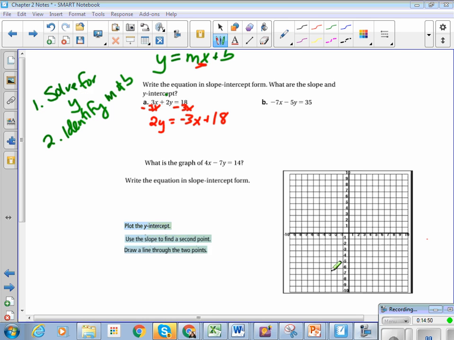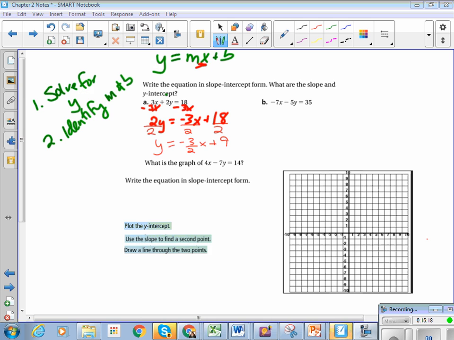All right, then the last thing we do is divide by 2. Everything gets divided by 2. So y equals negative 3 halves x plus 9. When you do adding or subtracting, you do that to like terms. When you do dividing or multiplying, you do that to everything. Hopefully everybody sees the difference here.